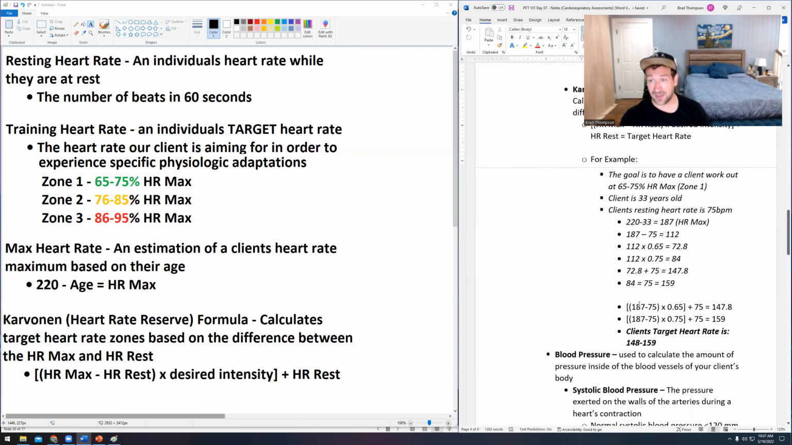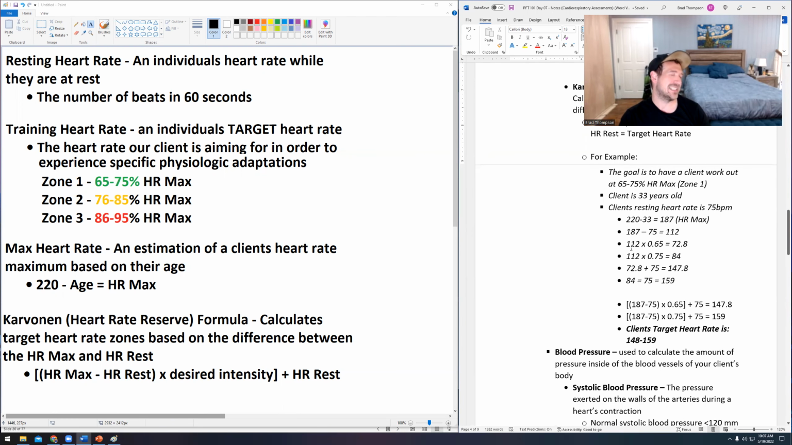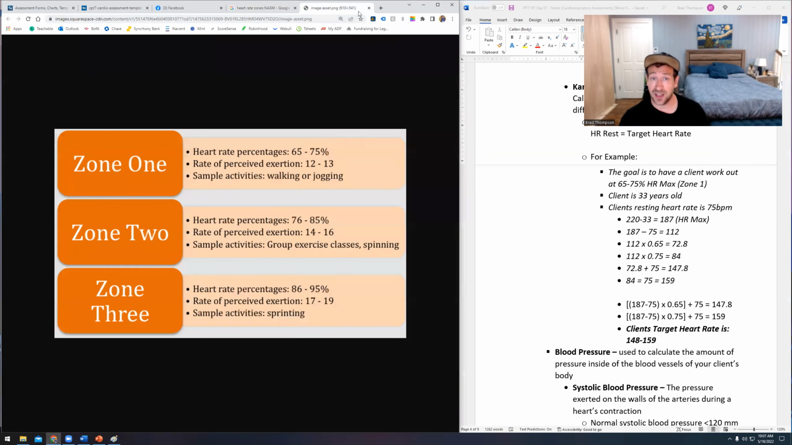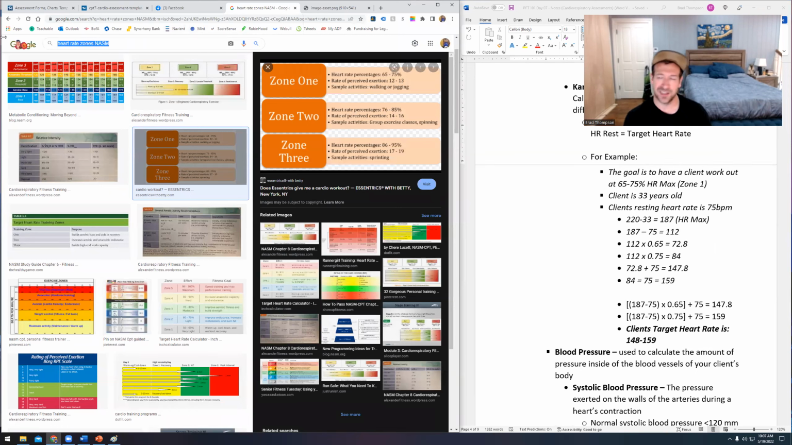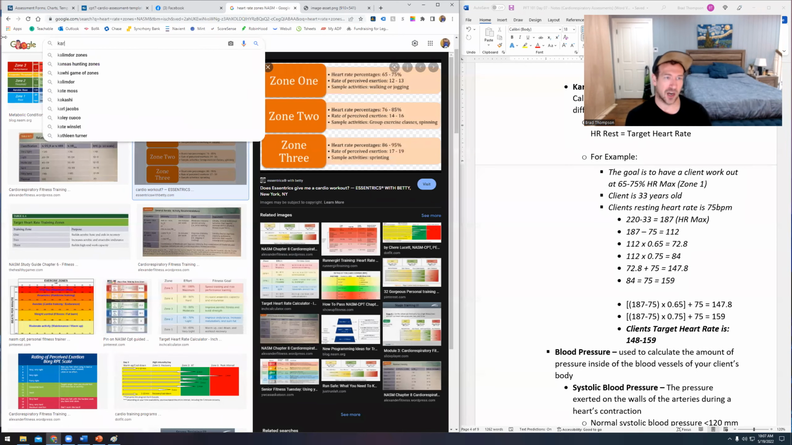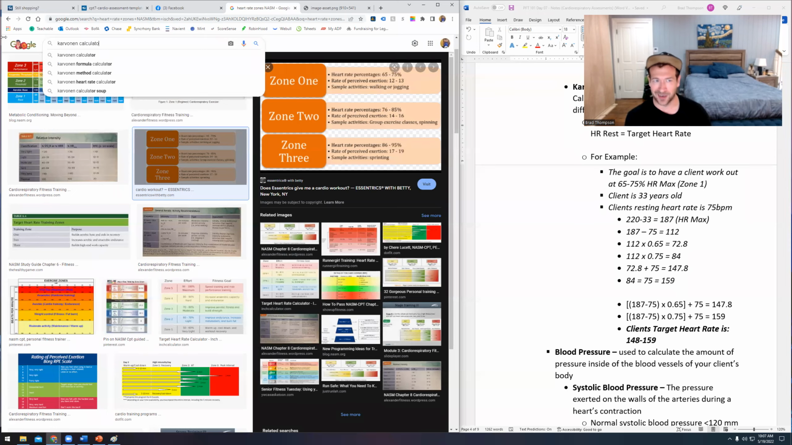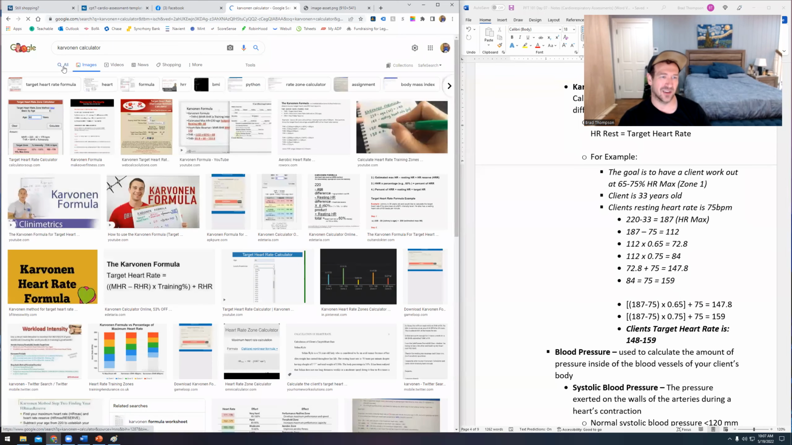Now, are you guys going to have to do this math on your test? Definitely not. Are you going to have to do this math in life with your client? Also, probably not. What you're probably going to do is go like this: Karvonen calculator. And you're going to go to Google.